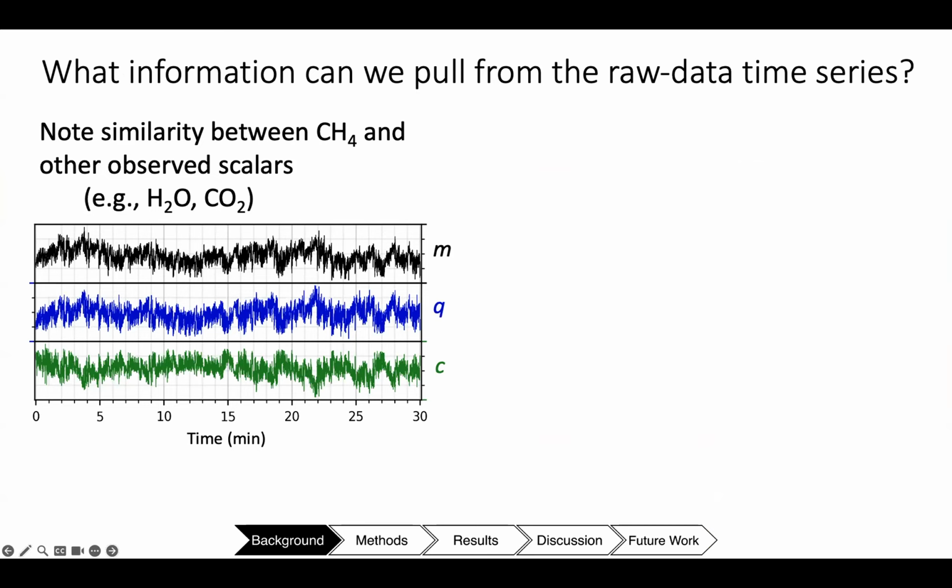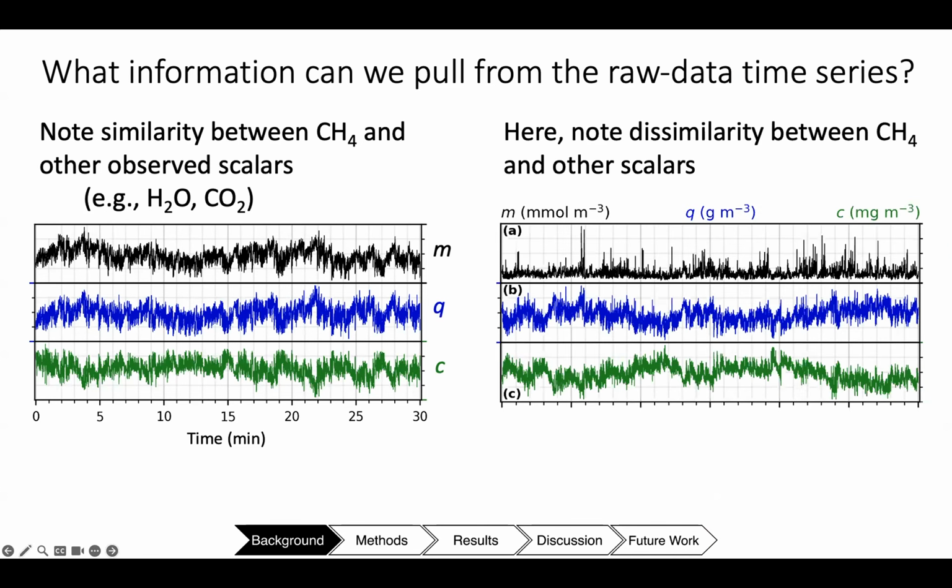And you see in this case, the scalars are very similar. The methane and water vapor concentration time series look extremely parallel to each other. And the one beneath it, the carbon, is just a mirror image because this is a daytime case where the carbon is being taken up by the plants in photosynthesis. So you can see a lot of similarity between those terms.